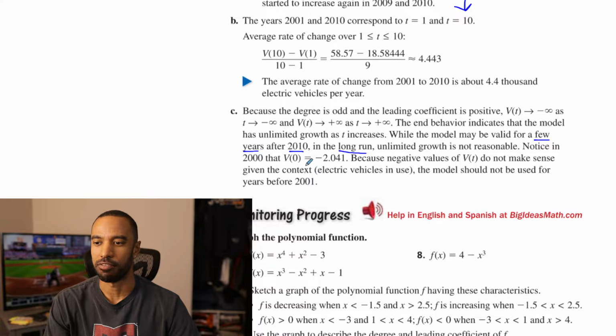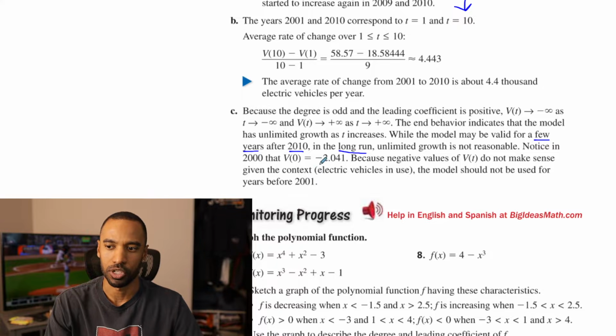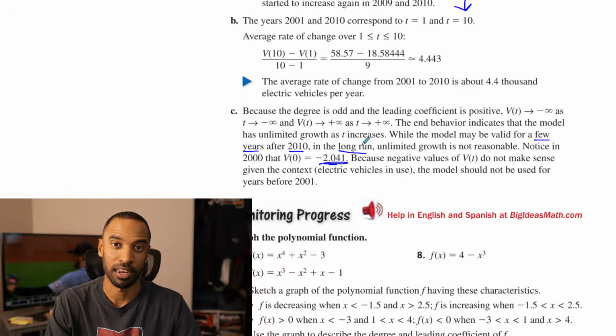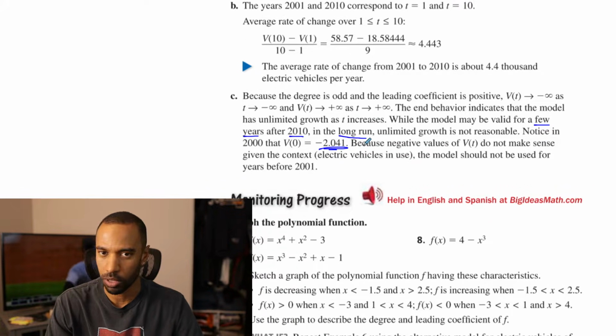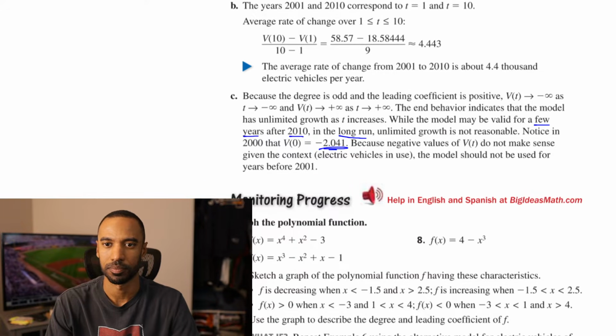Notice in 2000 that v of 0, oh look, already in the year 2000, it's already negative, and the model already breaks for that part. Because negative values of v of t do not make sense given the context, you can't have negative electric vehicles in use, the model should not be used for years before 2001. Totally reasonable, totally makes sense for this stuff.